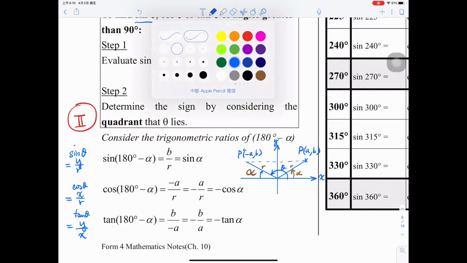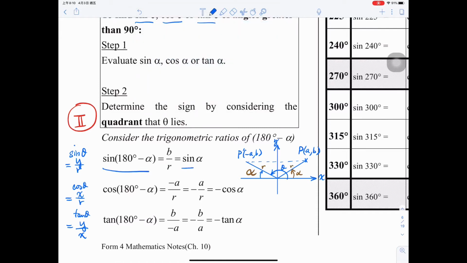Then you see sine of 180 minus alpha equals sine alpha. Think about it. Sine 150 gives you an example. This is equal to sine of 180 minus 30 degrees, right? So sine 30 degrees, just the same.